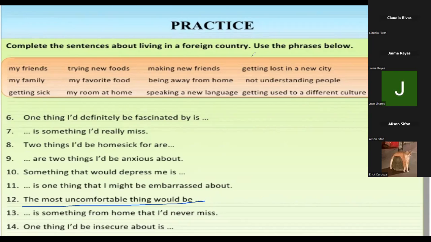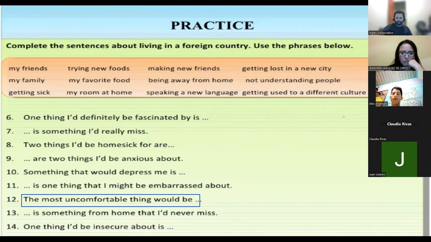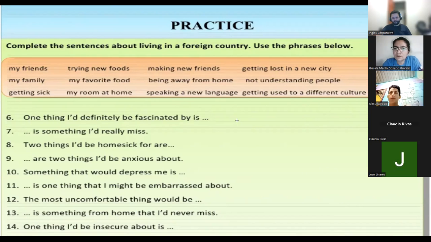Before we move forward, who has number 12, guys? Who completed number 12? Thank you very much, Juan. Giselle? Yes. Alex, and then Giselle. The most uncomfortable thing would be not understanding people. Okay, good job. Giselle, number 13. Getting sick is something from my home that I never miss. Good job. And number 14, guys.